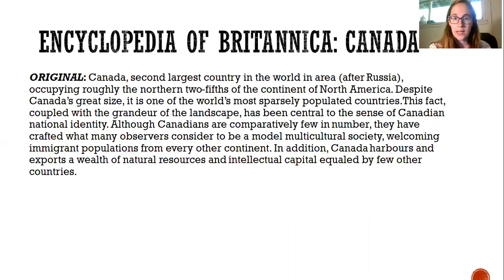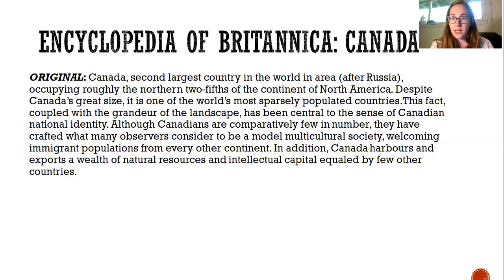Canada, second largest country in the world in area after Russia, occupying roughly the northern 2/5 of the continent of North America. Despite Canada's great size, it is one of the world's most sparsely populated countries. This fact, coupled with the grandeur of the landscape, has been central to the sense of Canadian national identity. Although Canadians are comparatively few in number, they have crafted what many observers consider to be a model multicultural society, welcoming immigrant populations from every other continent. In addition, Canada harbors and exports a wealth of natural resources and intellectual capital equaled by few other countries.